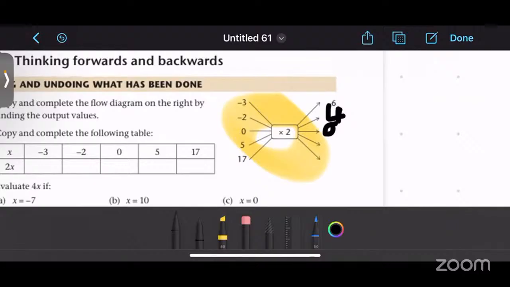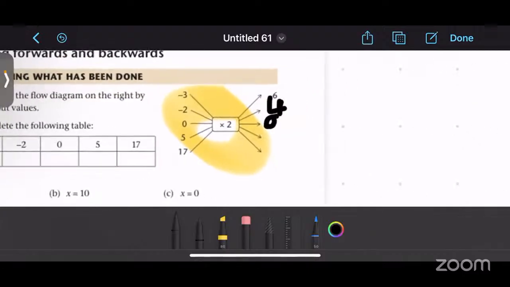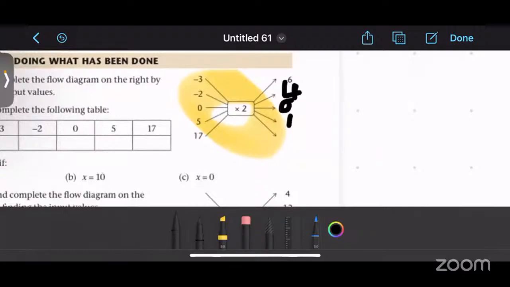And we have 5. 5 multiplied by 2, how much is it? 10. It's positive, because positive multiplied by positive is positive, right? And then we have 17. What is 17 multiplied by, sorry, multiplied by 2?